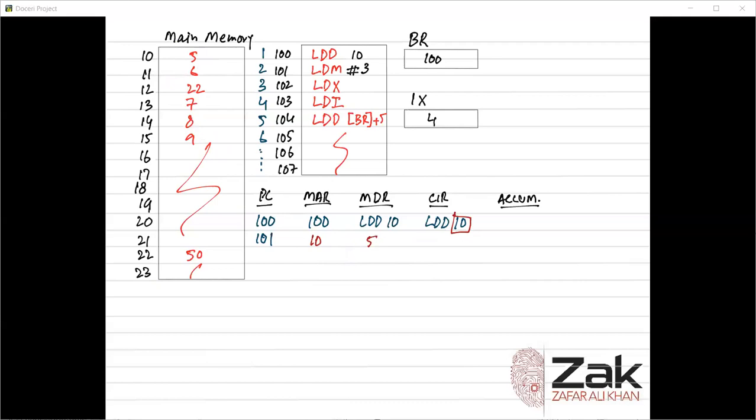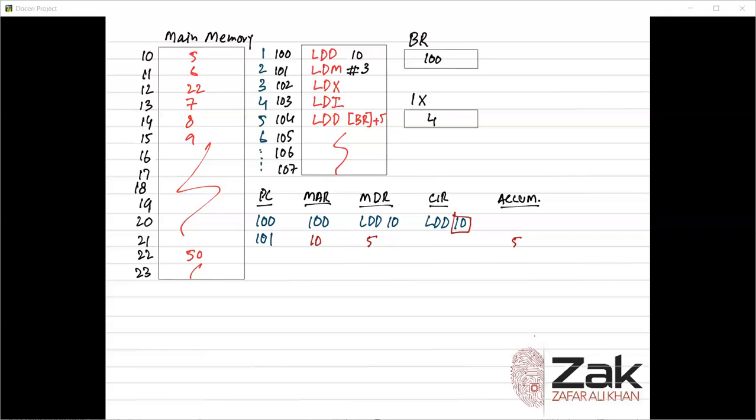I told you one thing, that MDR is the gateway of the microprocessor. Whatever comes from the memory, instructions or data, arrives in MDR. If it is an instruction, it goes to CIR, and if it is data, it goes to the accumulator. Okay, if it is data, it goes to the accumulator. So now this 5, since it was LDD 10, from address 10 is directly loaded to the accumulator. One instruction is fetched, decoded and executed.